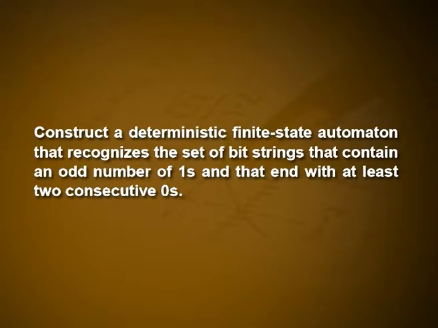Construct a deterministic finite state automaton that recognizes the set of bit strings that contain an odd number of ones and that end with at least 2 consecutive zeros. We can build a deterministic finite state automaton that recognizes the specified set by including states that keep track of both the parity of the number of 1 bits and whether we have seen no zeros, 1 zero, or at least 2 zeros at the end of the input string. The start state S0 can be used to tell us that the input read so far contains an even number of ones and ends with no zeros, that is, it is empty or ends with a 1.